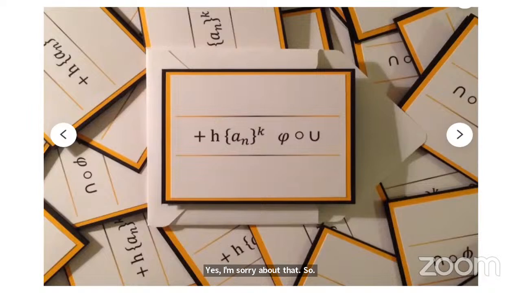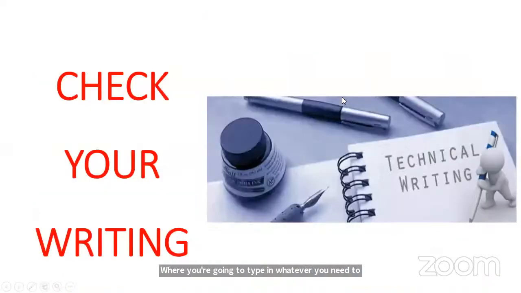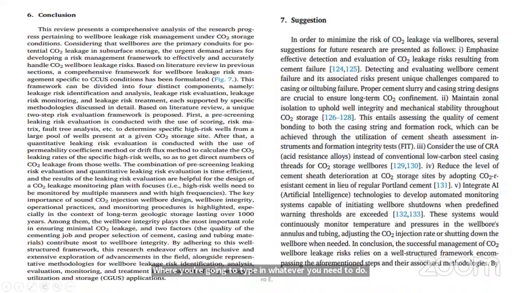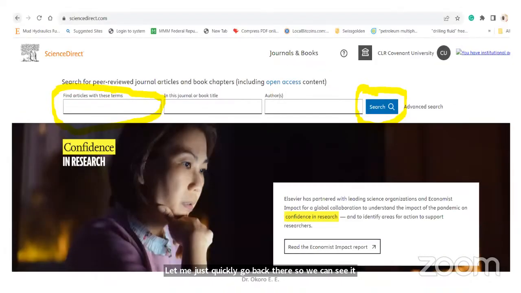So our next question: somebody is asking for a brief recap on how to access Science Direct. Okay, so the site is www.sciencedirect.com. When you get into the site, it shows you a keyword box where you type in whatever you need. Let me quickly go back there so we can see it together in case other people are interested. Immediately you go to the site, this is what you're going to see. You come in here, type in your keyword, then click on the search button.